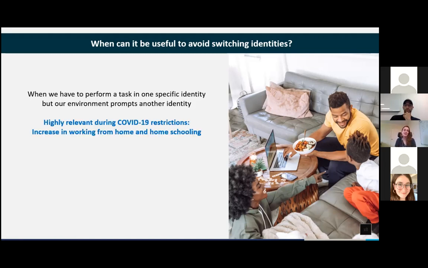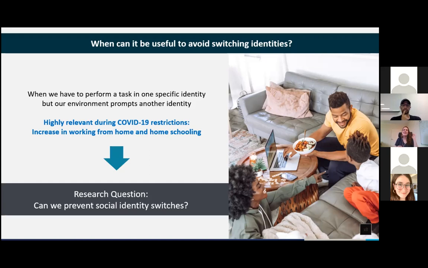So it is highly relevant, obviously, during the COVID-19 restrictions, but very much not limited to that. It could be, for example, that you're doing online banking and you see some ads pop up on the site, and that might draw you away from a specific identity when actually you want to be not in some form of risk-taking identity. You actually want to stay in a risk-averse identity to complete your online banking. So there's lots of different scenarios where we can think about wanting to stay in this one identity. So this led to our research question of, can we prevent social identity switches when we want to or when we have to?